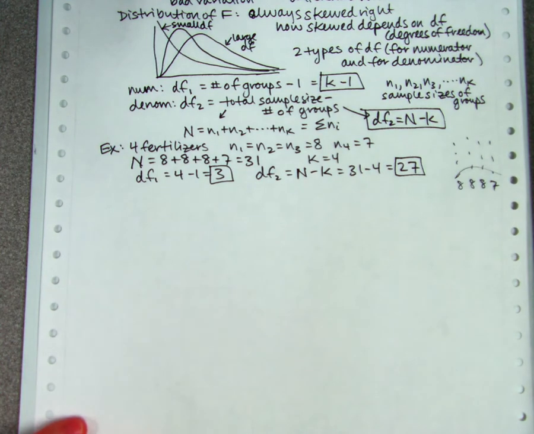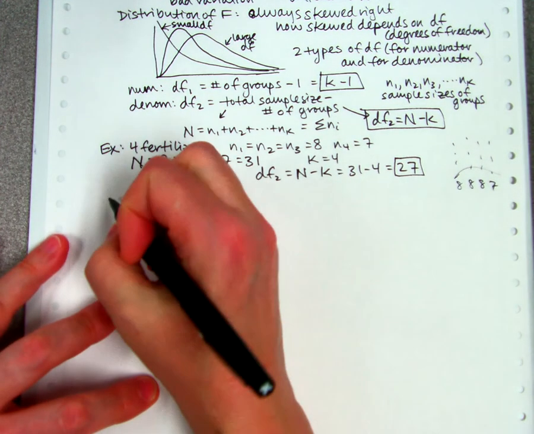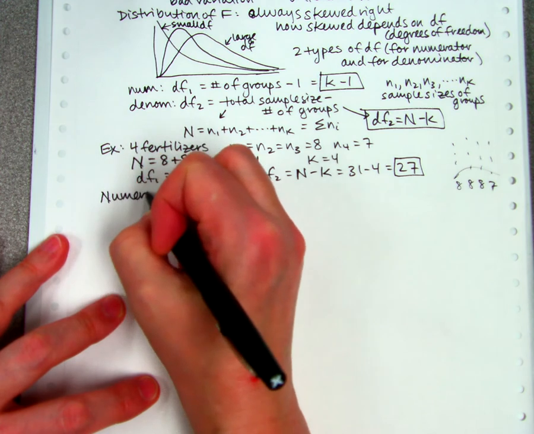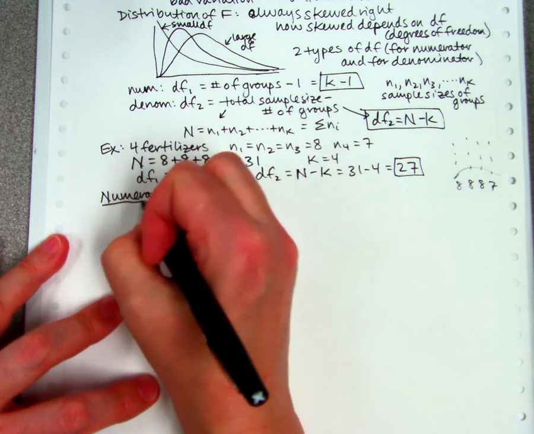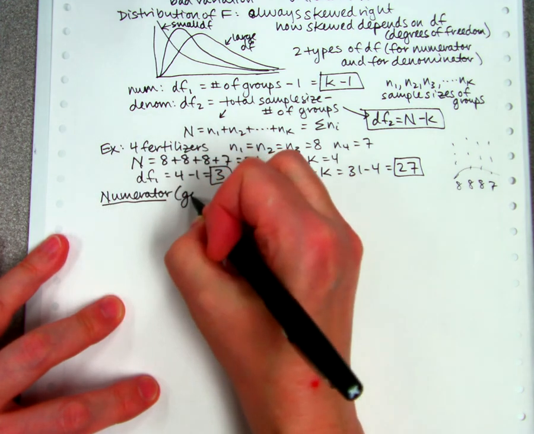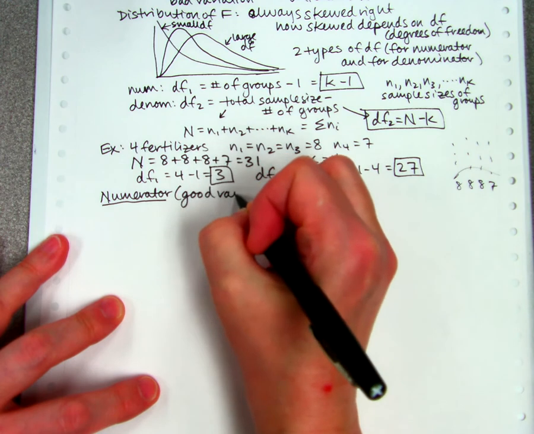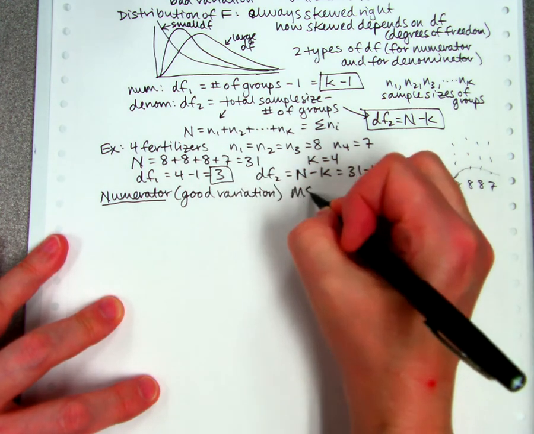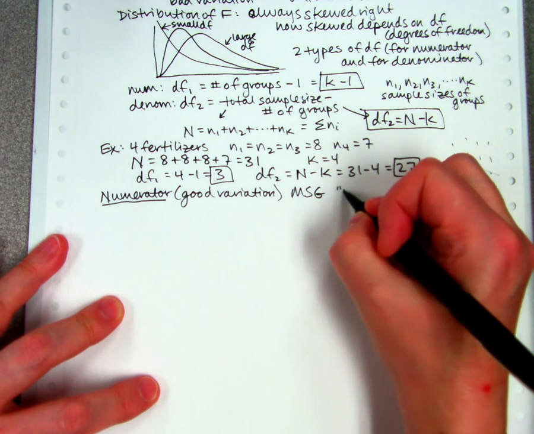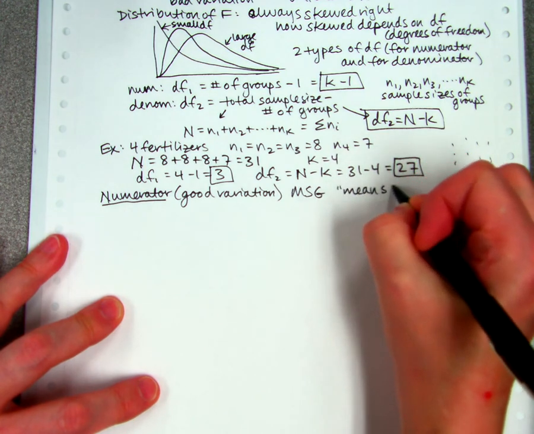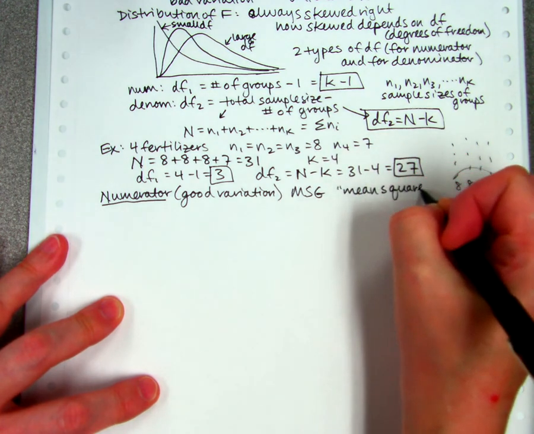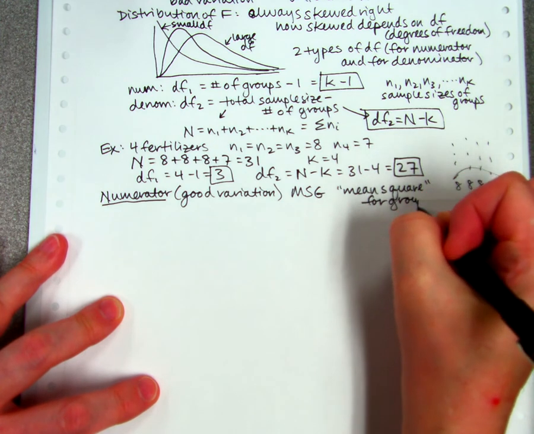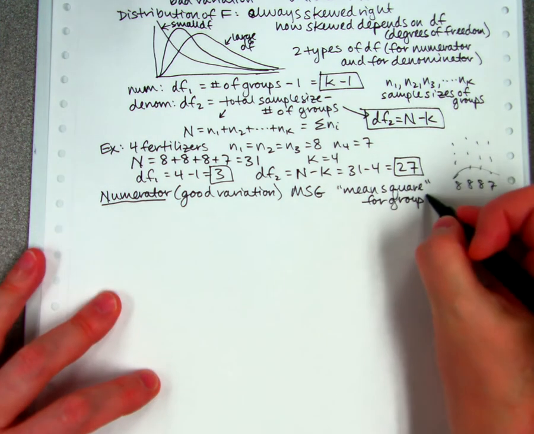And then, after you know your df's, you have to be able to calculate your numerator and denominator. So we'll talk about the numerator first. The good variation. Also called MSG, which stands for mean square for groups, because it's the differences between the groups.